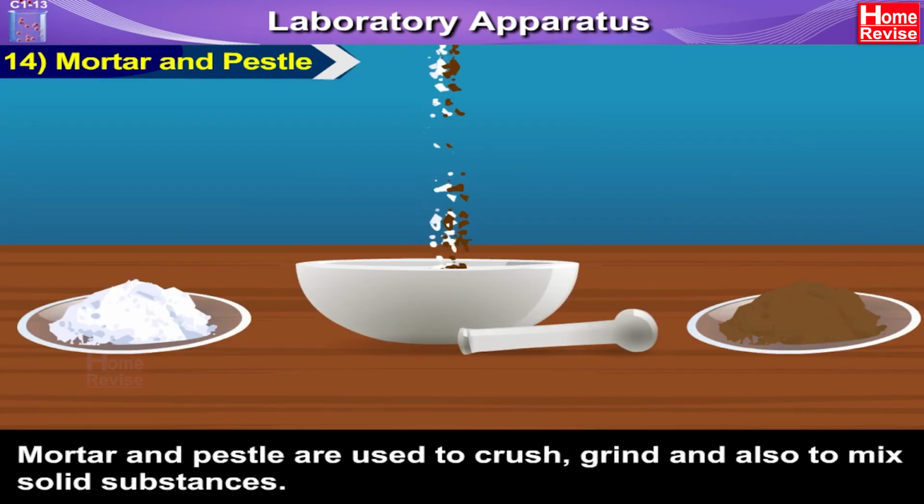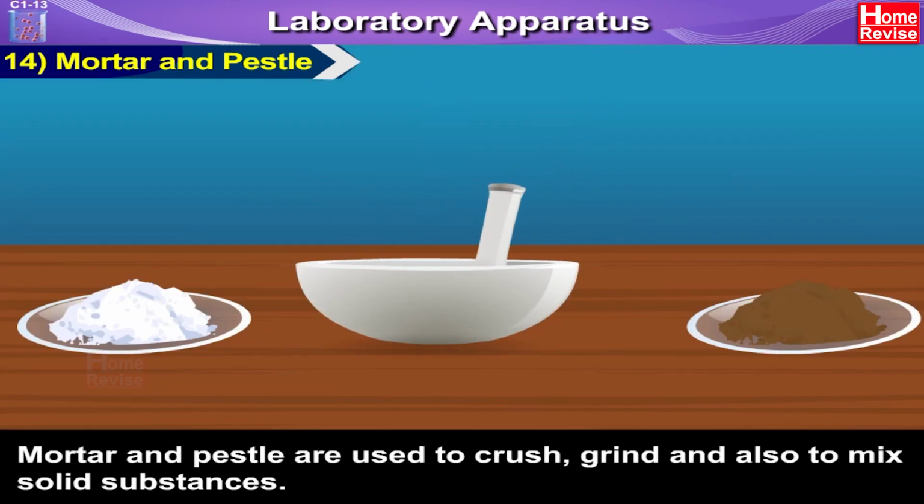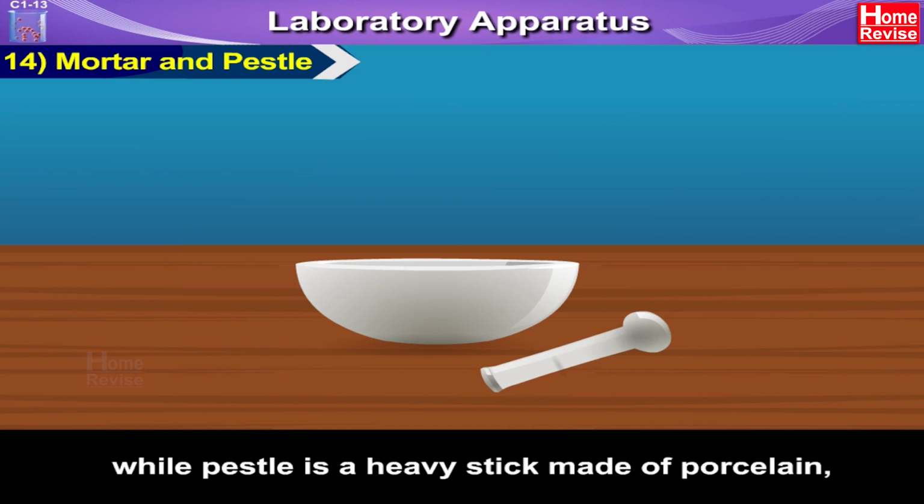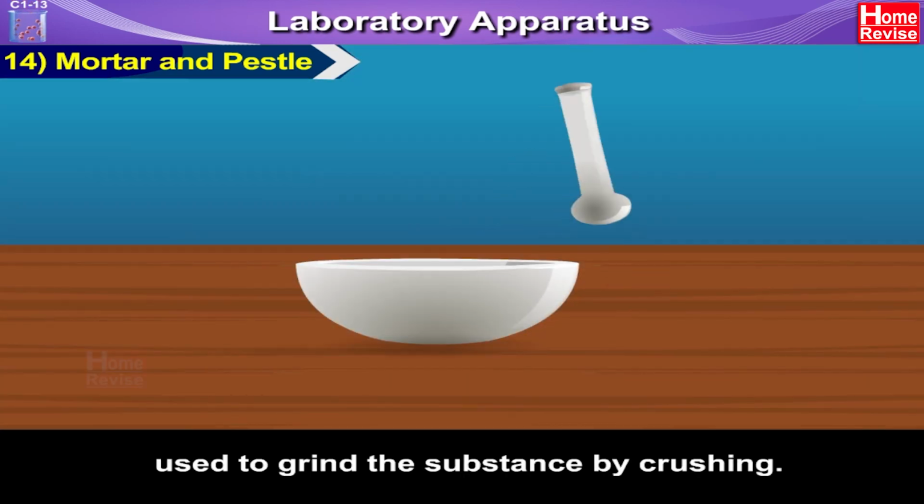14. Mortar and pestle. Mortar and pestle are used to crush, grind, and also to mix solid substances. Mortar is a bowl made of porcelain in which solid substance is placed, while pestle is a heavy stick made of porcelain used to grind the substance by crushing.